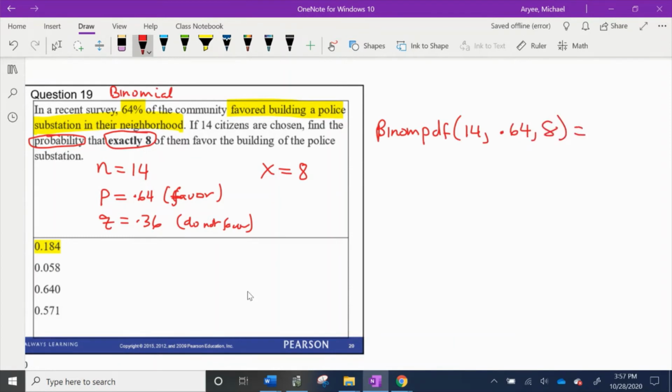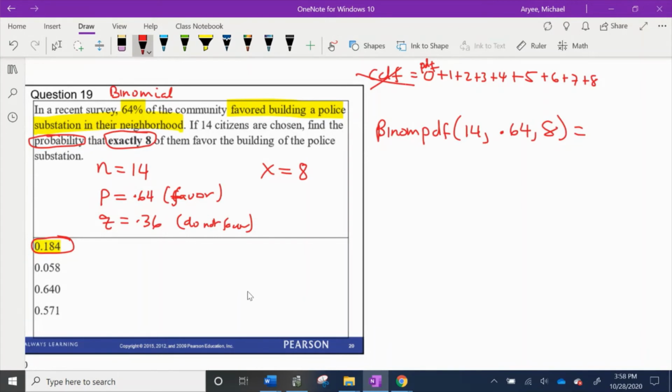Now, if you do CDF, you know what it's going to do? It's going to do 0 plus 1 plus 2 plus 3 plus 4 up to 8. So CDF of 0, CDF of 1, 2. This is not a CDF question. All right, so we're just looking for one exact value.